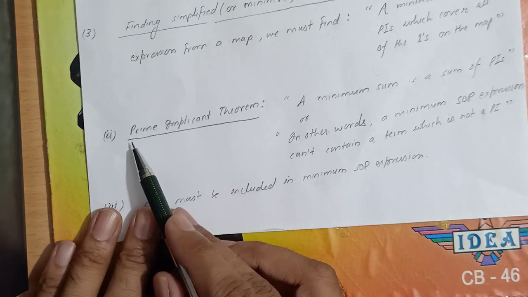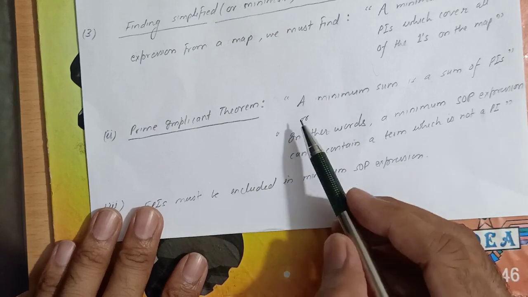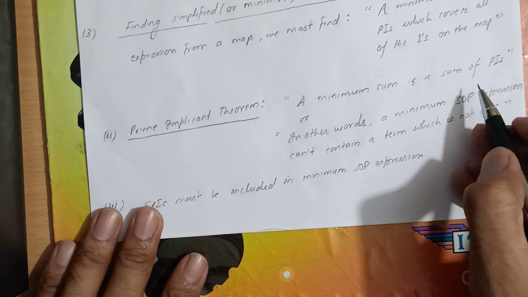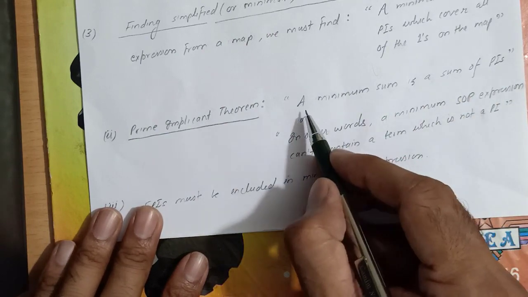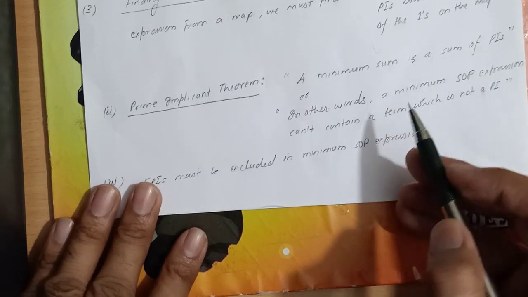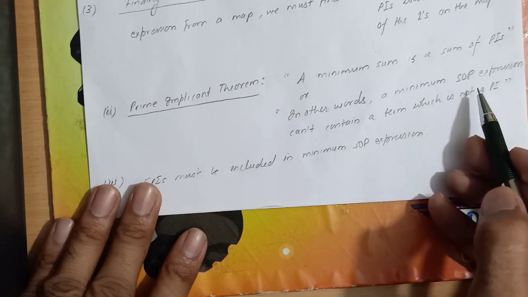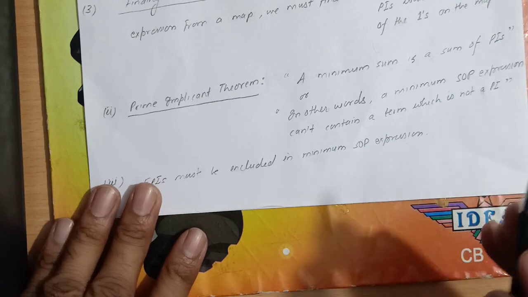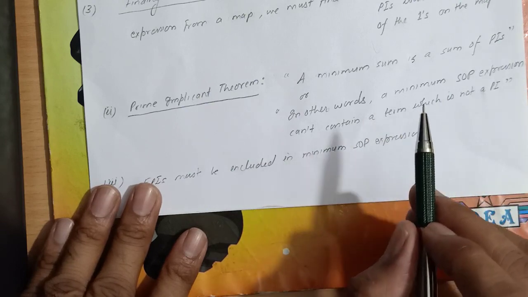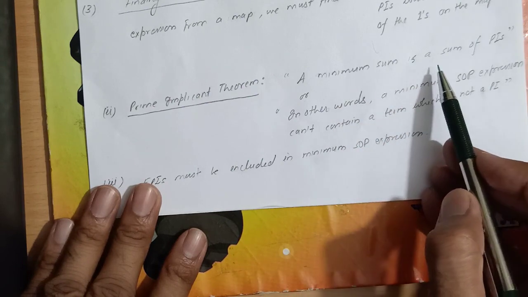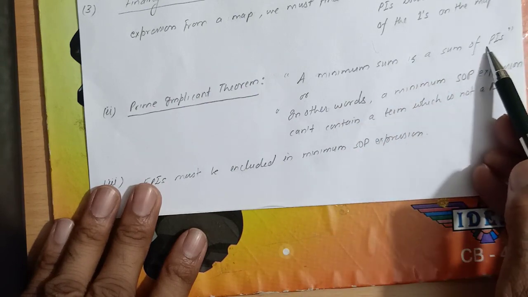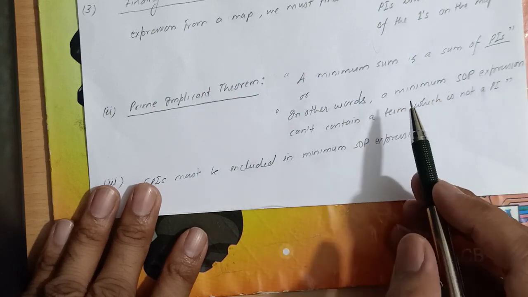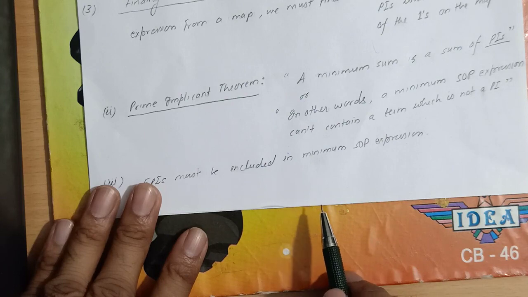Okay, also we have written this prime implicant theorem. What is the statement of this theorem? A minimum sum is basically a sum of PIs. This is the statement. In other words, we can also say that a minimum sum cannot contain a term that is not a PI. So whenever we find the minimum expression, then that minimum expression will consist of only the PIs. Okay, so the minimum expression cannot contain a term that is not a prime implicant.